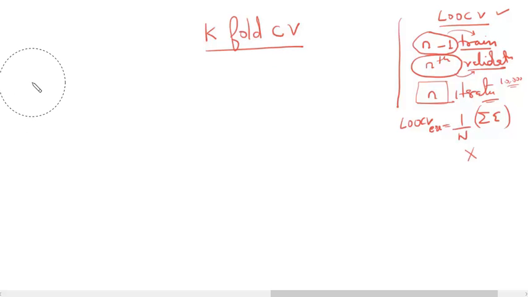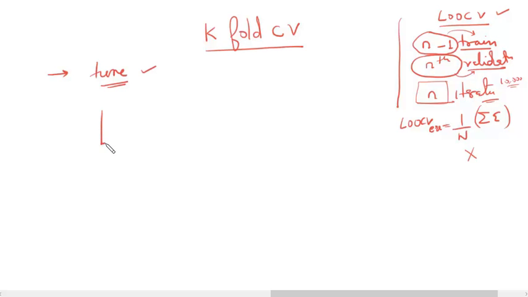So this can be used to tune the parameters also. For example, we were talking about the min bucket parameter or any other parameter in any algorithm. We can always tune the parameters. Tuning the parameters is used to denote finding the right value of the parameter which neither underfits the data nor overfits the data. So that can be done using K-fold cross-validation. So let us see what is K-fold cross-validation.